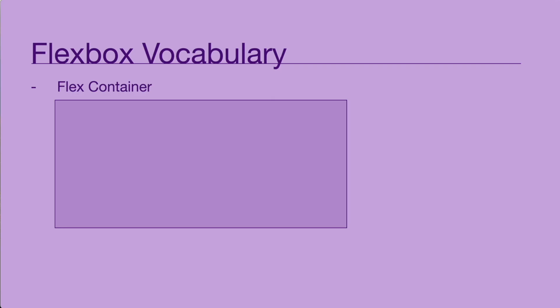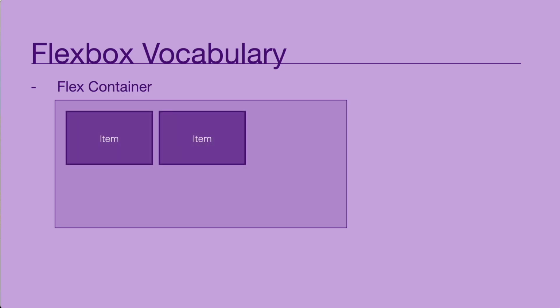So if we have a div, for example, like this, and define it as a Flex container, the items that are inside this container will automatically become Flex items. So we have Flex container that talks about the element that contains the items, and all the items that are inside that container are called Flex items.